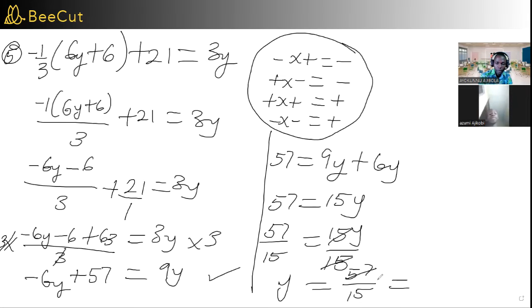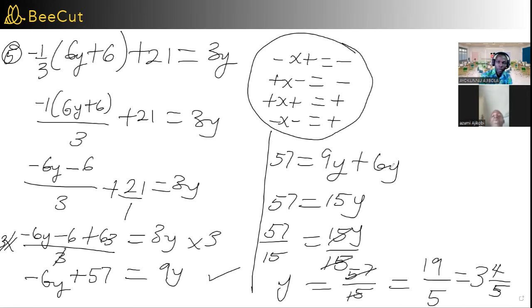So this is y equals 57 over 15. So I say, how many 3 is in 57? And that is going to be 19. Then how many 3 is in 15? I have 5. So this is going to be, how many 5 now is 19? That is 3, which is 15. When you remove 15 from 19, what do you have? You have 4 over 5.